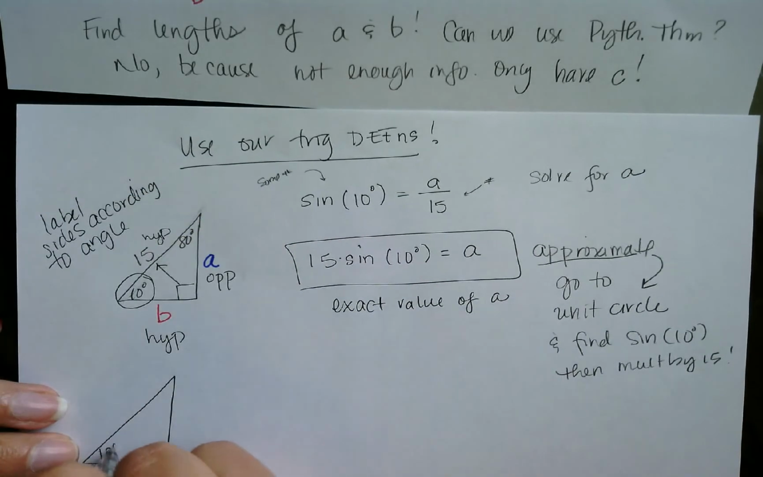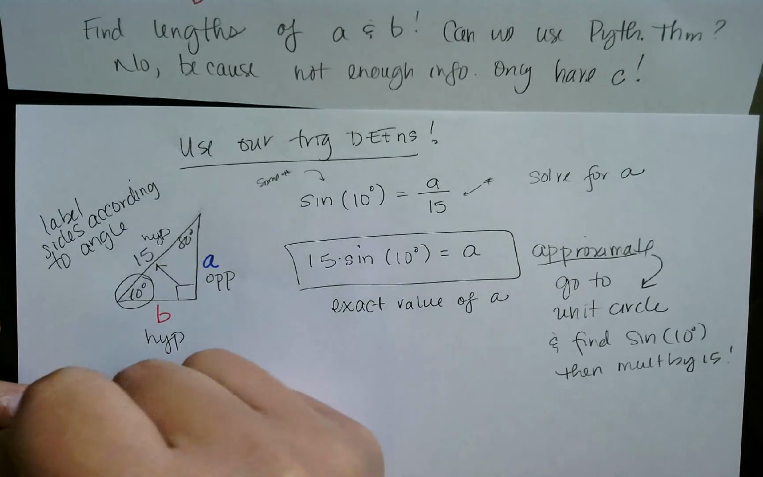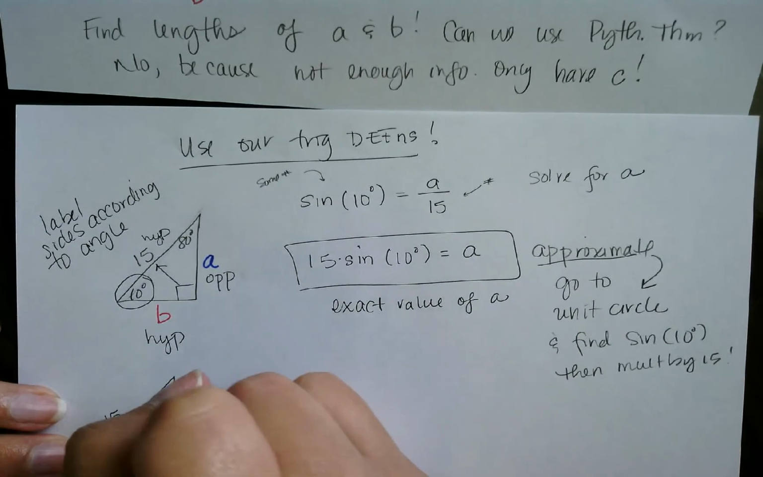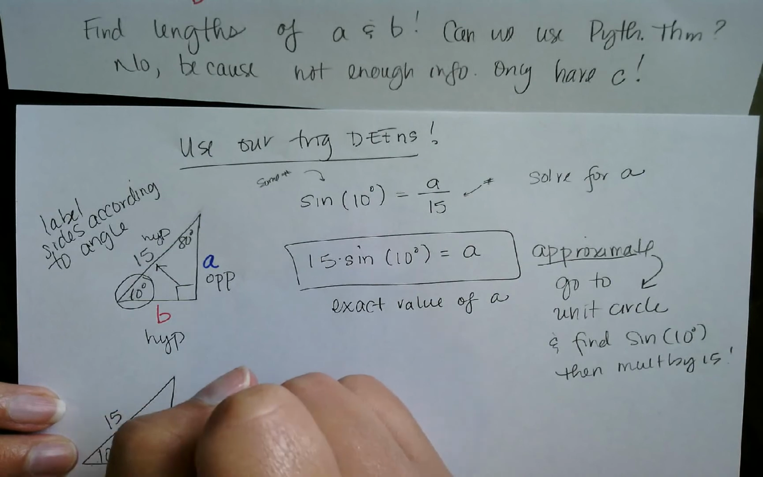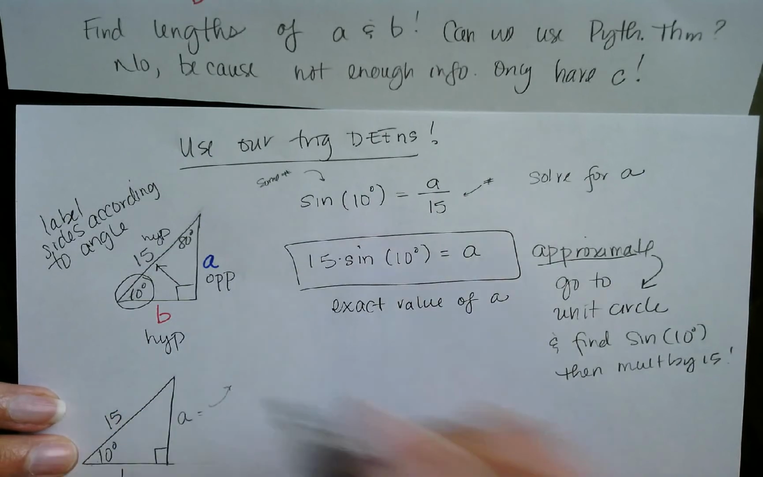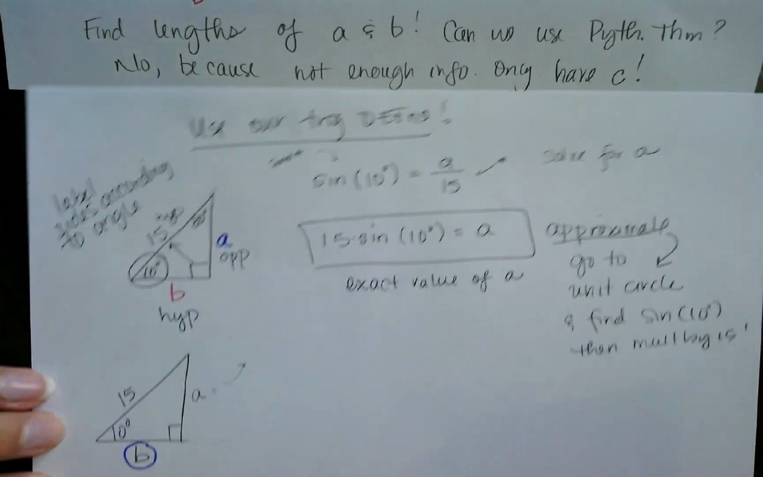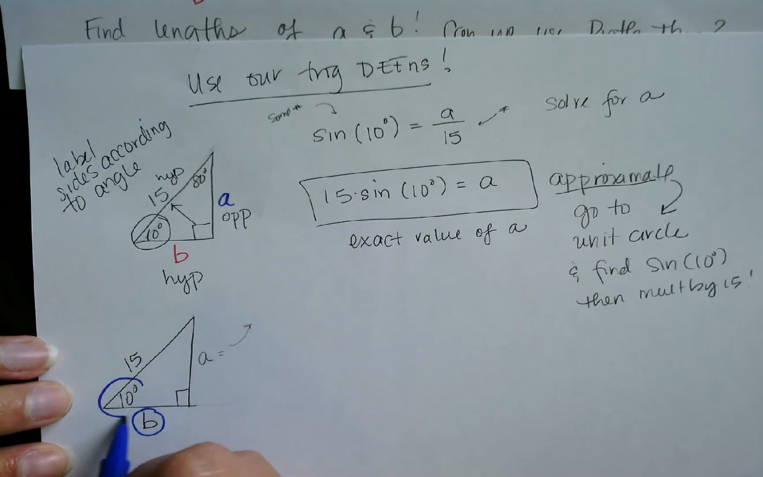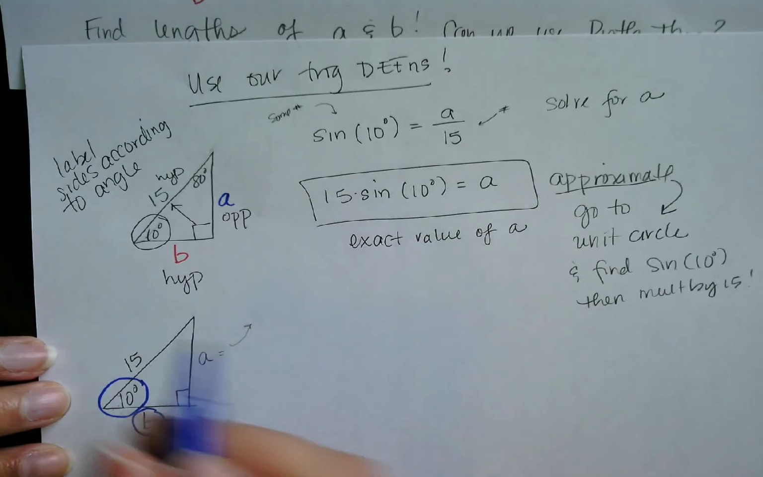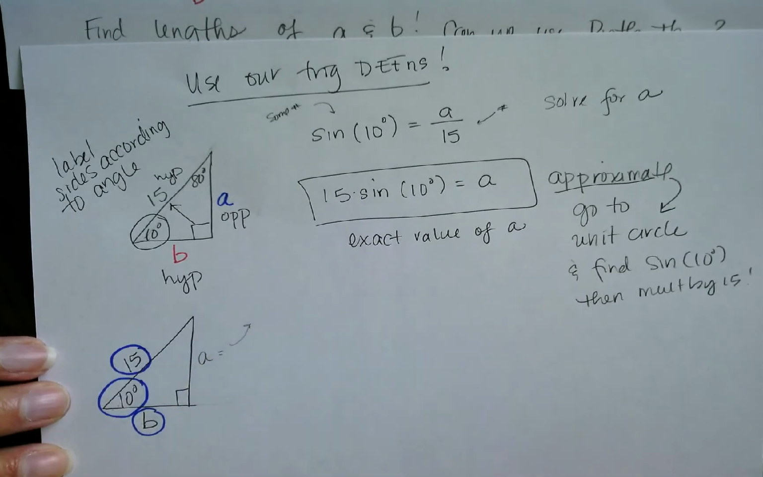Okay. 10 degrees, B, 15, and here's A, which we already found. But here's the deal. For B, we need to use B in an equation. We need to use 10 degrees. I'm just going to stick with 10. I could use the 80, but I'm sticking with the 10. And we need to use 15.